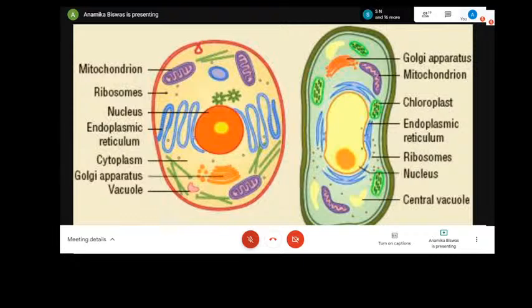This cell membrane is also called plasma membrane or plasma lemma. The plasma membrane separates the internal environment of the cell from external environment. The membrane helps in regulating the entrance or exit of molecules into and out of the cell. It regulates the movement of substances.